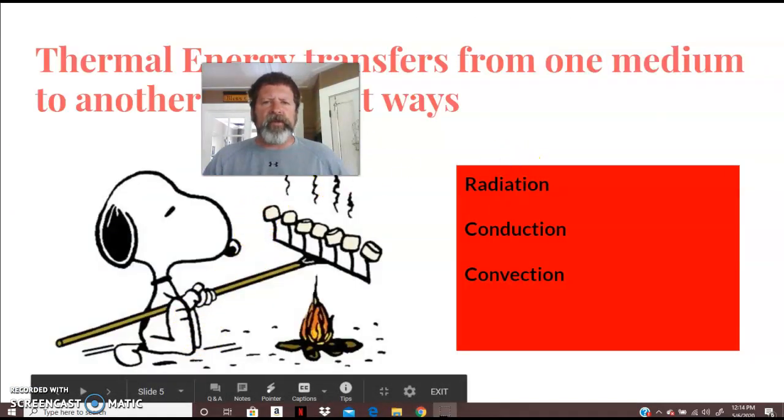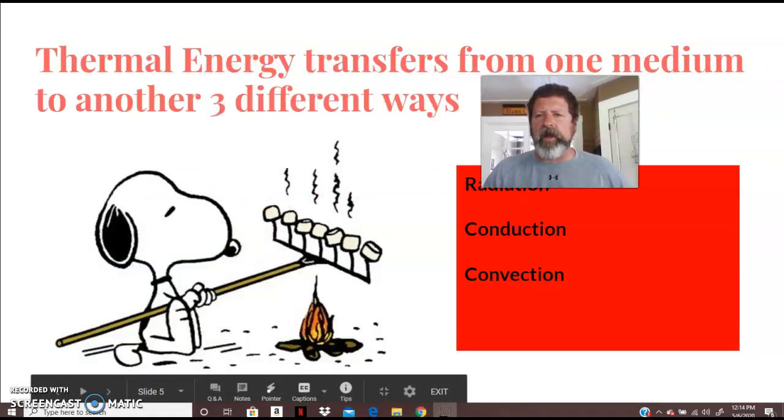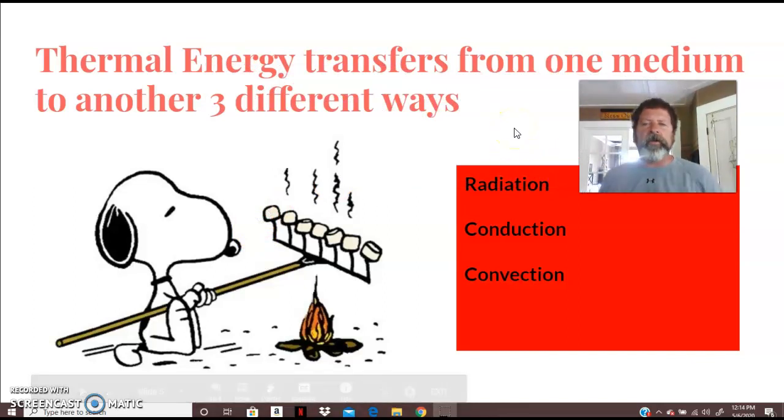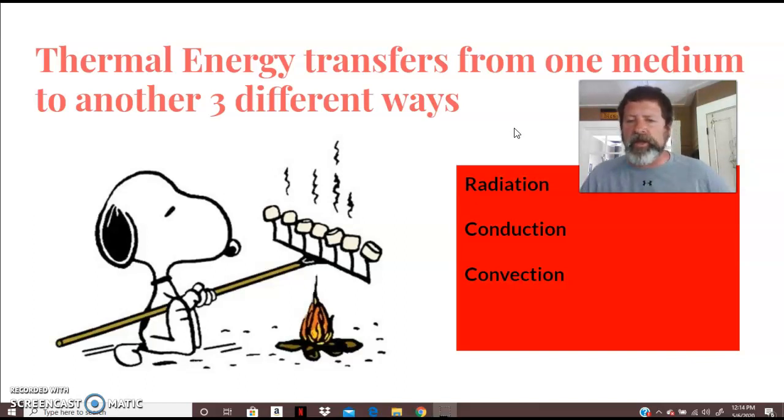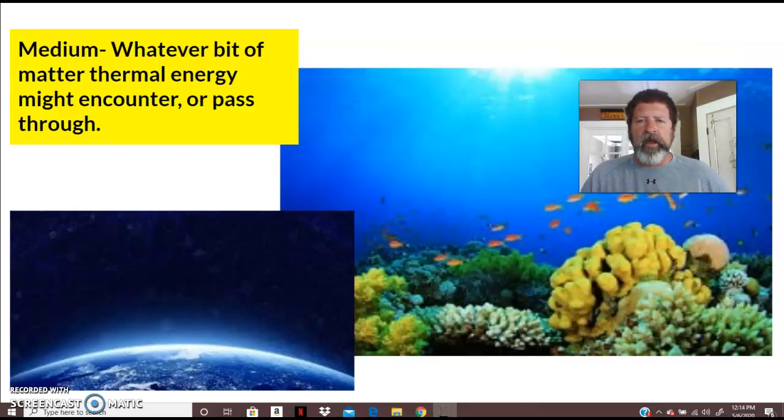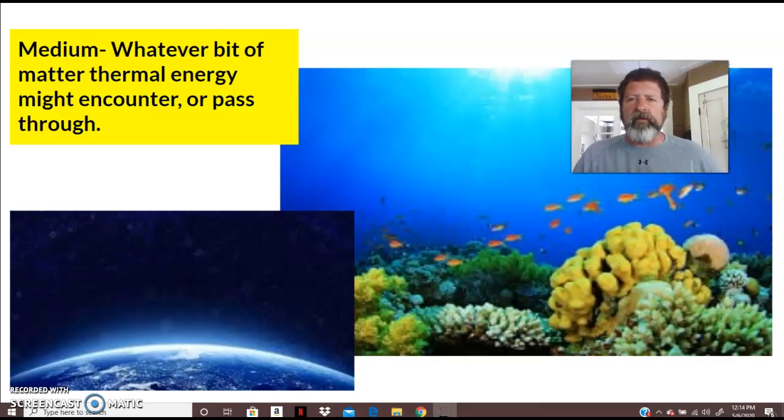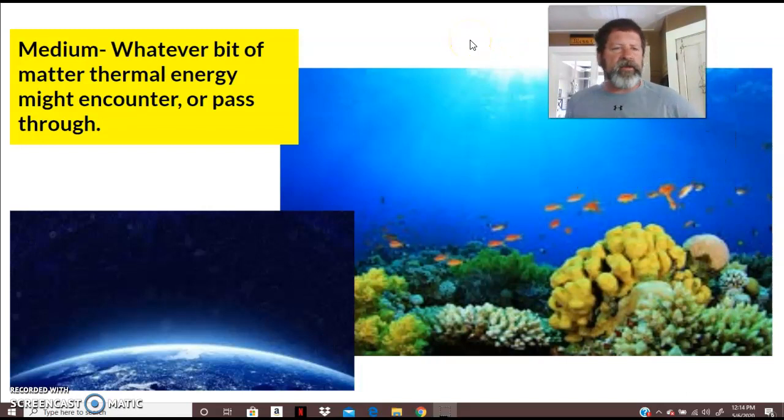Thermal energy, as was talked about in some of your other lessons, transfers from one medium to another medium 3 different ways. One of those ways is radiation, one's conduction, and one's convection. And you're going to hear the term medium again. Just to remind you, medium is whatever matter thermal energy might encounter or pass through.